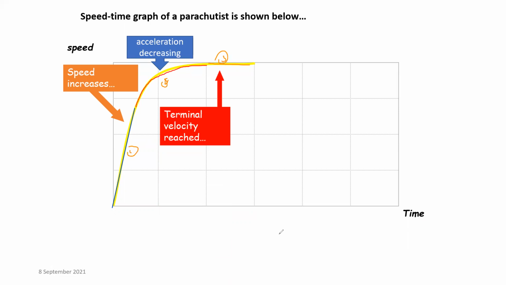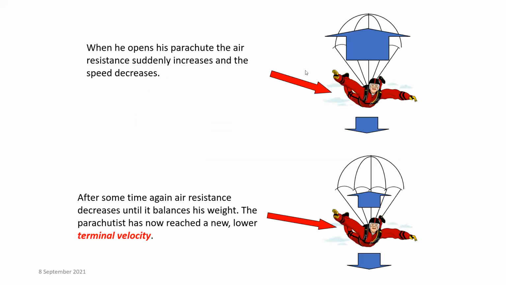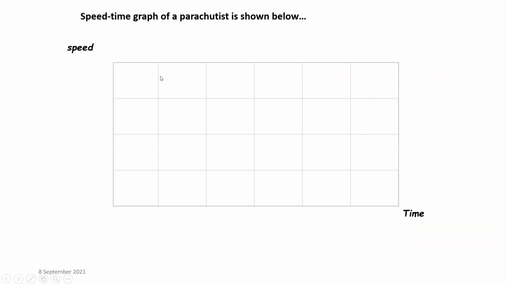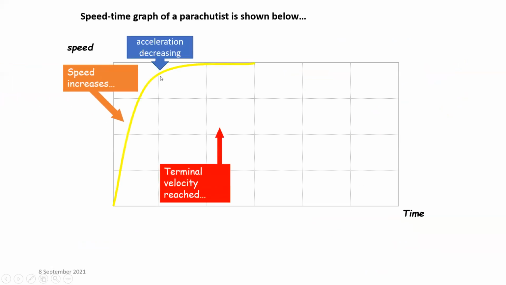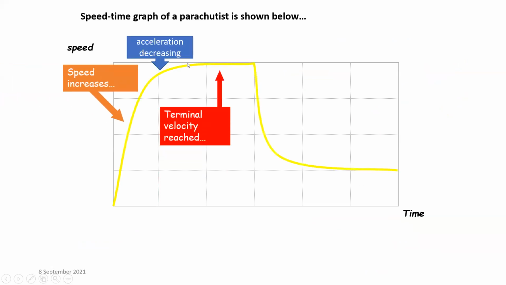Then what happened? The moment he opened the parachute, this is picture 4. Because there is more upward force than downward force, he will decelerate. Decelerate means the speed will decrease. So how can we represent a decrease in the speed? So this is when you open the parachute, his speed is decreasing.